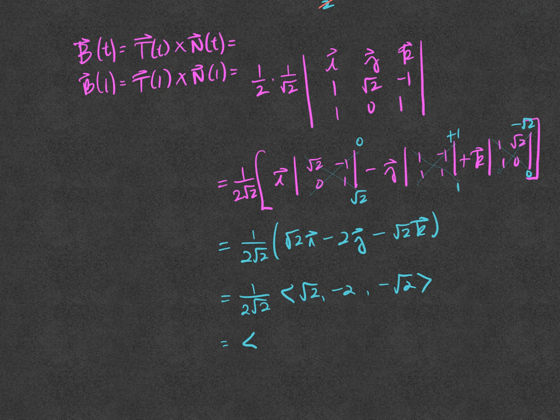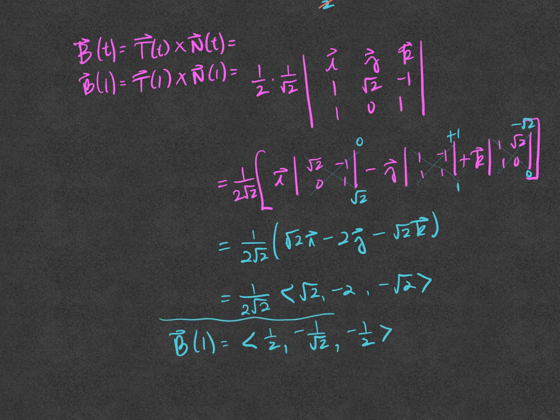So I'm going to say the square root of 2's cancel here, so you get 1/2. The 2's cancel here, so you get negative 1 over the square root of 2. And the square root of 2's cancel here, so you get negative 1/2. Now, you could write this in lots of different ways. The textbook would actually factor out a 1/2, so that would be an interesting factoring, but I like this answer. So this is the vector, the binormal vector at 1.